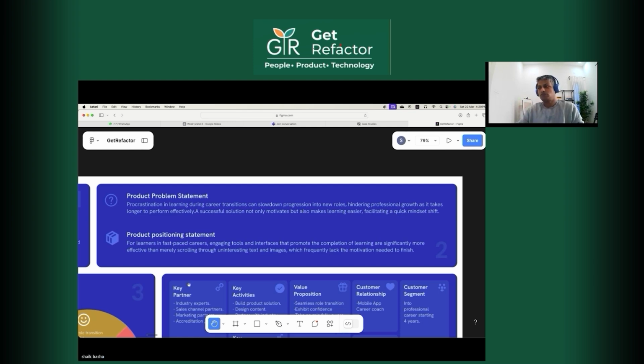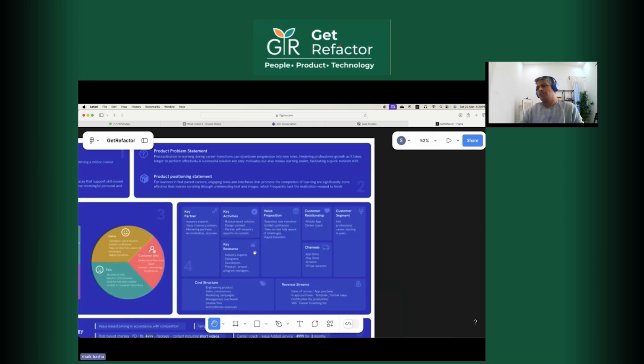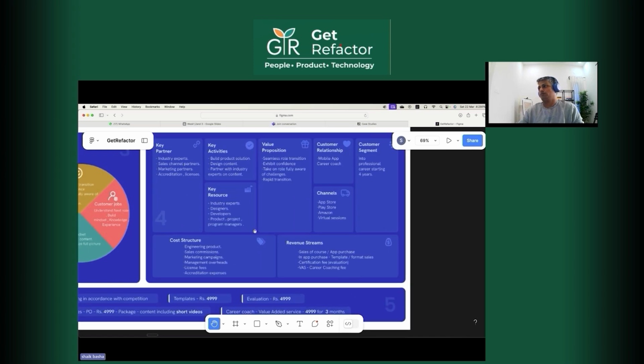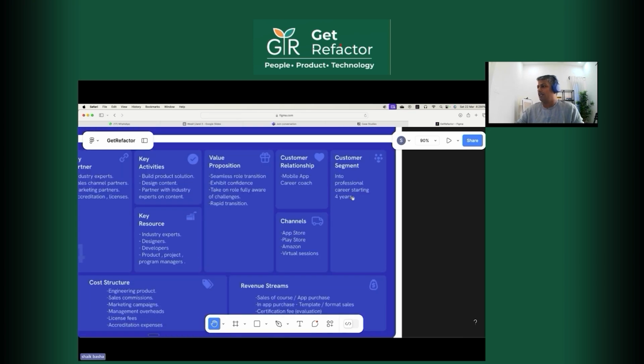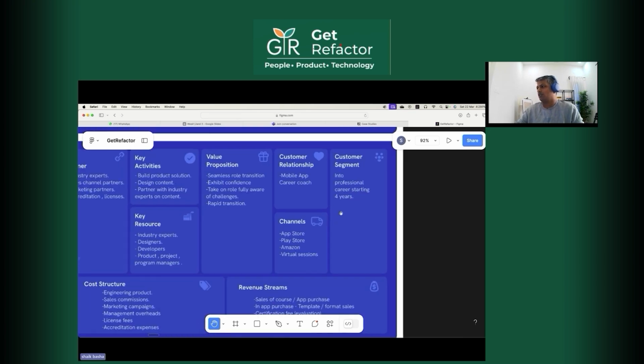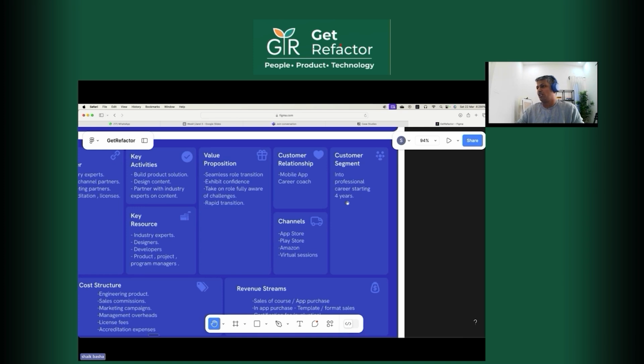Now look at the bigger picture, like what kind of customer segment I wanted to target. Professionals in their career, starting at 4 years. I don't want to touch people who are young and just getting into learning, right? So I wanted to target people with 4 years plus experience. The customer relationship I'm going to have is a mobile app career coach. And the channels that I'm going to connect with are App Store, Play Store, Amazon.